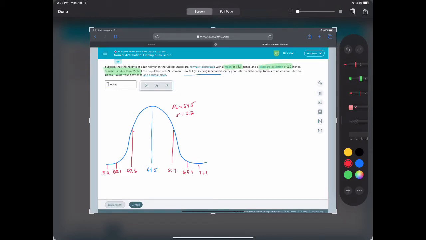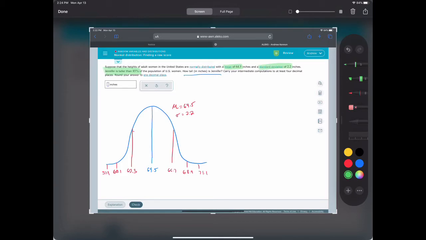And this is our normal distribution curve. This is kind of the way it's set up, and we can get different percentages from it. You've looked at this and done the empirical rule by now, so you know that 68% of the women in the entire population of the U.S. have a height between 62.3 and 66.7. What this problem is asking is 85%. It says Jennifer is taller than 85%.